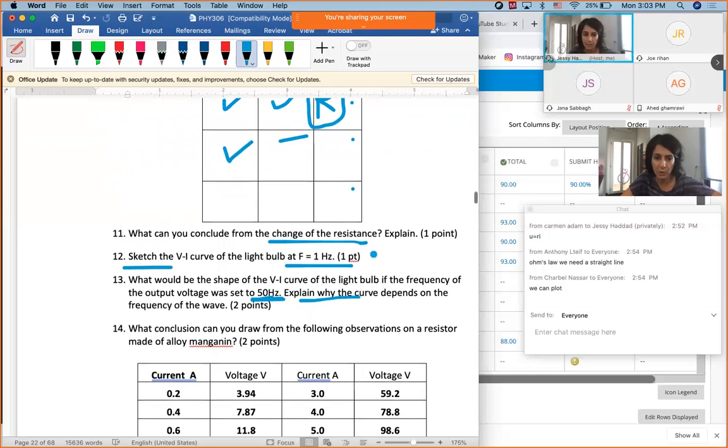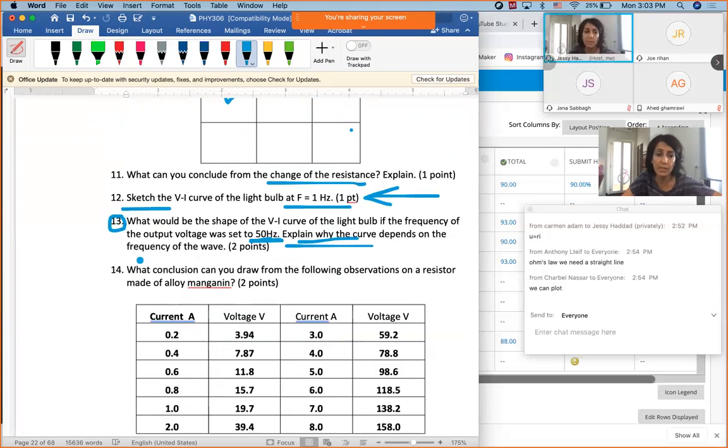This one, I'm still in number 12, so you have to sketch. For number 13, you modify the frequency to 50 Hertz. You explain how the curve will look, and you explain why it looks as such. I will show you the video in a moment.